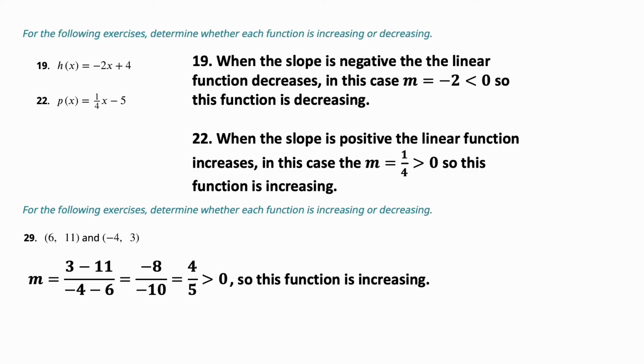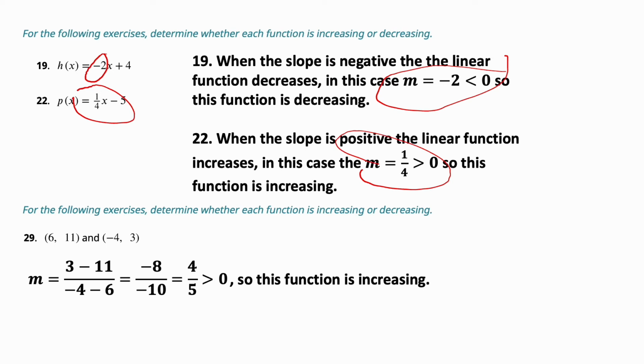All right, so this one, you just have to tell whether it's increasing or decreasing. And again, all you have to do is look at the slope, right? When the slope is negative, the linear function is decreasing. When the slope is positive, the linear function is increasing. So all we have to do here is look at -2. Since m is negative, we know that the function is decreasing. 1/4 is a positive number, so we know that the function is increasing.